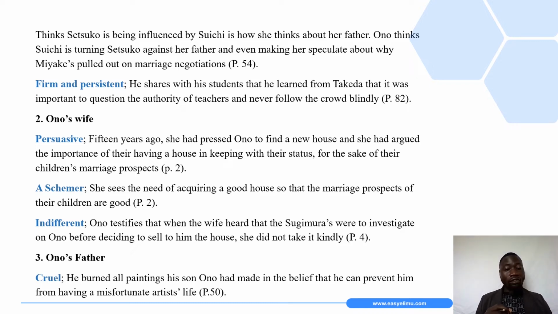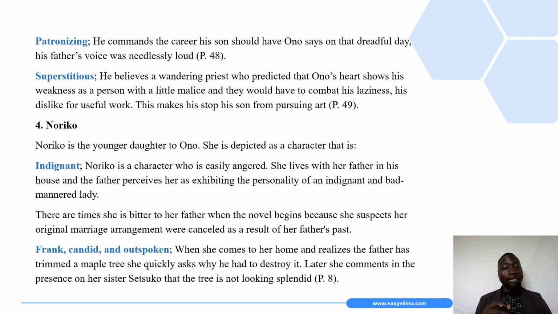So Ono's father is cruel. We are told that he banned all paintings his son Ono had made in the belief that he can prevent him from having a misfortunate artist's life. He's also patronizing. This is because he commands the career his son should have. And Ono says on that dreadful day, his father's voice was needlessly loud.